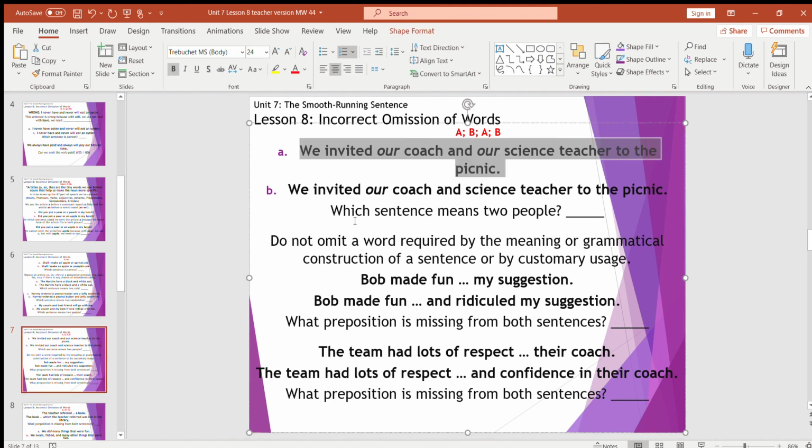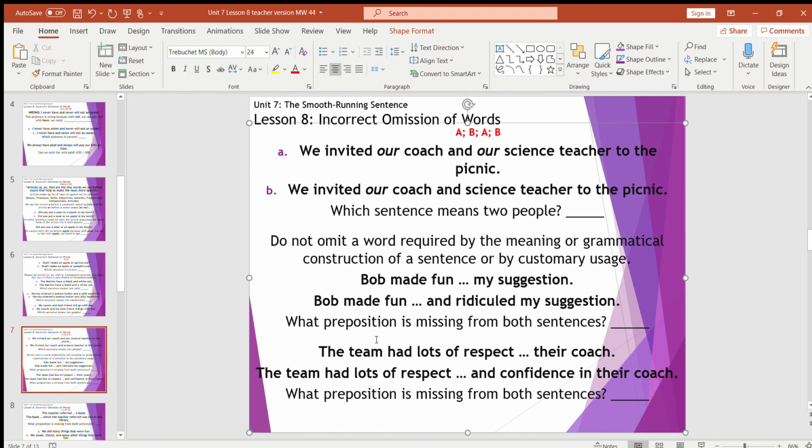So do not omit a word required by the meaning or grammatical construction of a sentence or by any customary usage. So if we have Bob made fun blank my suggestion, or Bob made fun blank and ridiculed my suggestion, which preposition is missing from the sentence? Bob made fun of my suggestion. Same way, Bob made fun of and ridiculed my suggestion. So it needs that preposition of.